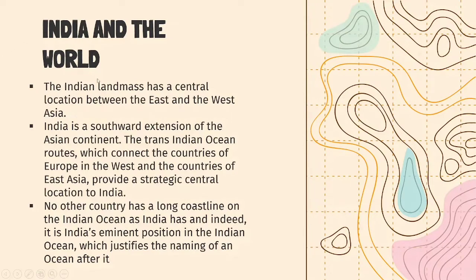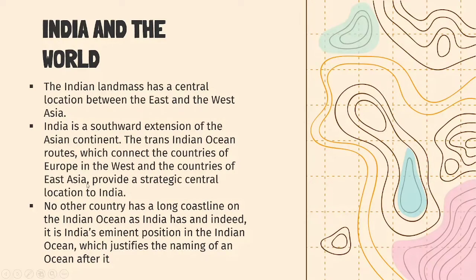India has a greater landmass from a central location. The extension of India is towards the south side. The trans-Indian Ocean routes connect the countries. When we trace back to history, the Indian Ocean routes connected the countries of Europe in the west and the countries of East Asia. Which means India is providing connectivity through its oceans and seas.